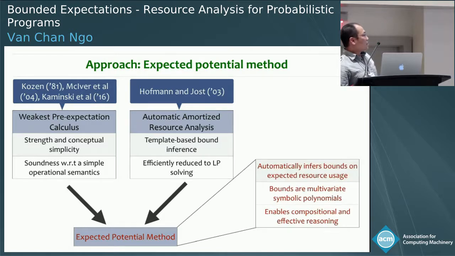As a result, our expected potential method can automatically infer bounds on expected resource usage for probabilistic programs, and the bounds are multivariate symbolic polynomials. It also enables compositional and effective reasoning.